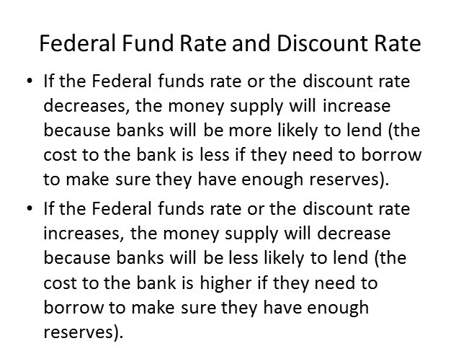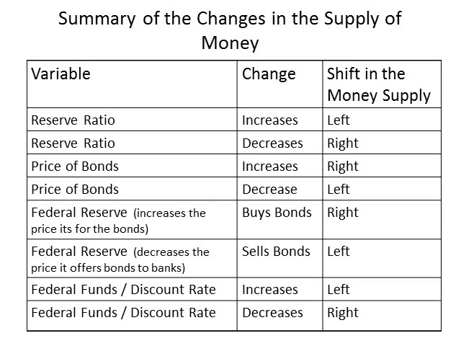If the federal funds rate or the discount rate decreases, the money supply will increase because banks will be more likely to lend. The cost to the bank is less if they need to borrow money to make sure they have enough reserves. If the federal funds rate or the discount rate increases, the money supply will decrease because banks will find it more costly to lend. The cost to the bank will be higher if they need to borrow money to make sure they have enough reserves. The table summarizes the impact of changes in the Federal Reserve policies.